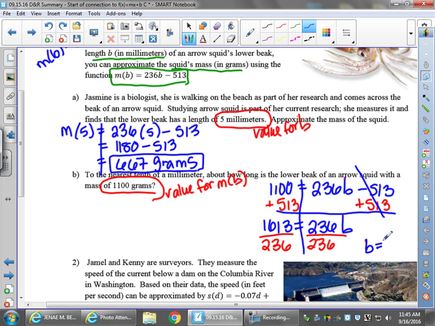The tenth. So it's going to be B equals 6.8. But that's just a number. What's my label? I knew the grams. Another way to figure that out, it asks me to the nearest tenth of a millimeter. So you can always reread and check the question, and it will tell you.